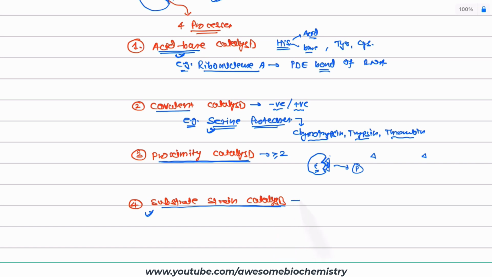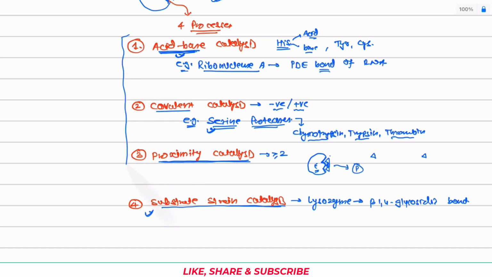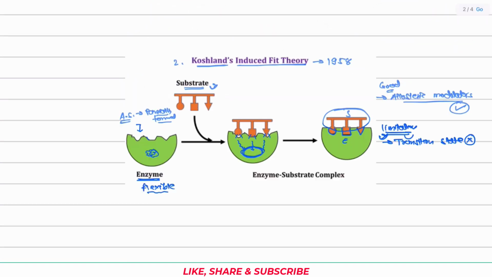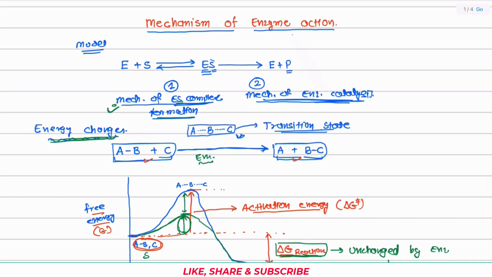The example of substrate strain catalysis is lysozyme. This lysozyme breaks down the beta 1,4 glycosidic bond. You need to remember one thing very clearly: it is not that if an enzyme is working by acid-base catalysis, then it will not work by another type of catalysis. Most of the time it is observed that multiple of these processes occur simultaneously at the active site to bring about catalysis. So that's all about the mechanism of enzyme action.